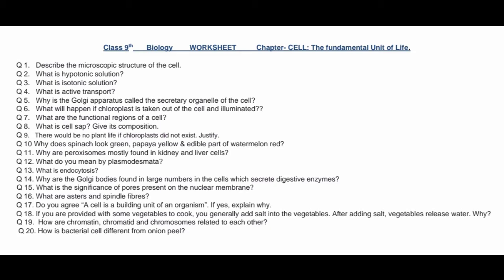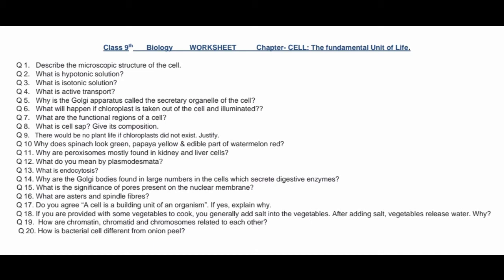Going towards the next question, what is hypotonic solution? If we are talking about hypotonic solution, a solution which has solute concentration lower than that of cell sap is known as hypotonic solution. Fine. Our next question is question number 3, what is isotonic solution? Iso means same here. So we can say a solution having solute concentration same as that of cell sap is called isotonic solution. Got it?